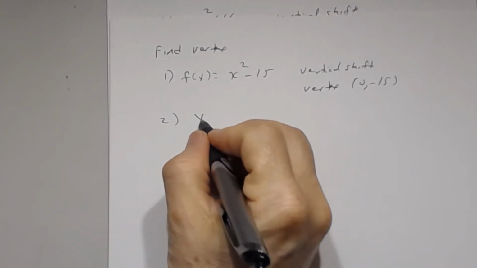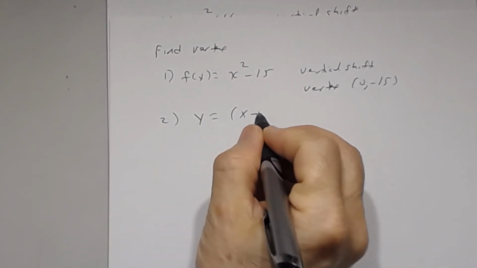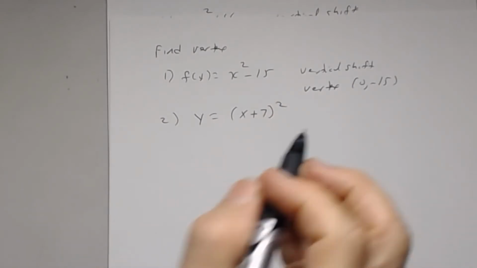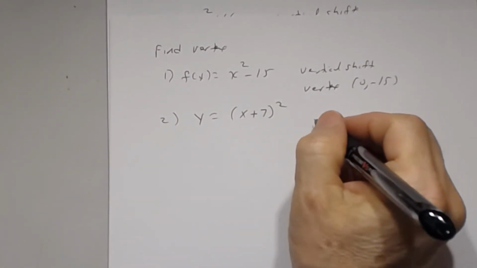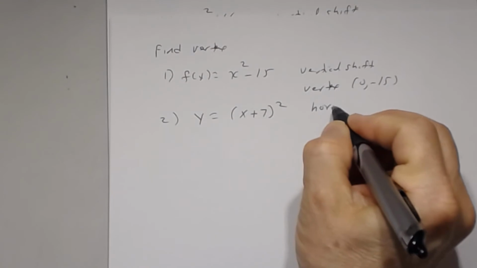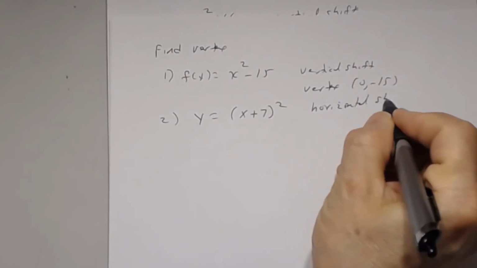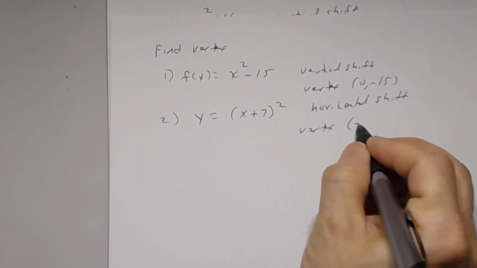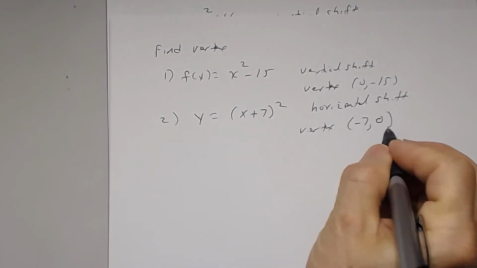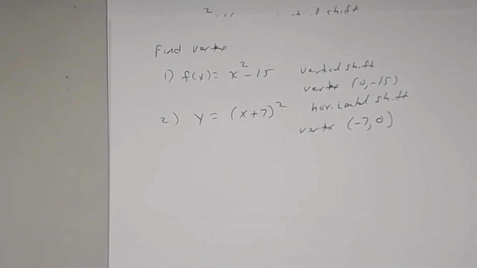All right, suppose I had x plus 7 squared. Notice that plus 7 is inside the parentheses this time. So that's a horizontal shift, and you have to think counterintuitive. So the vertex will then be -7, 0, because you're still on the x-axis, right? Whenever you're on the x-axis, your y value is 0.